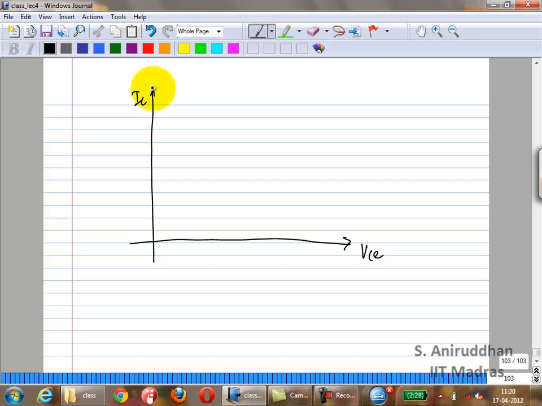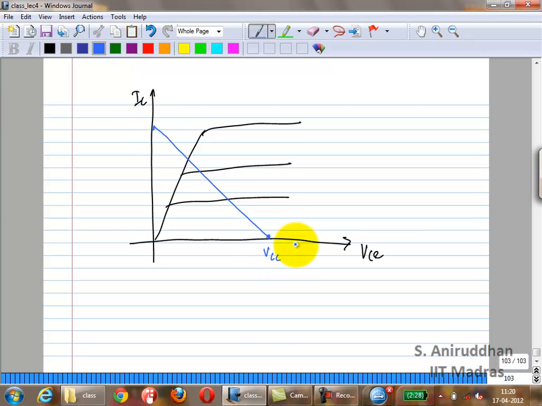Suppose you have to draw the load line. What will it look like? It looks something like this, where VCC is the quiescent point. When VO is 0, the VCE for each transistor is VCC. And anything beyond this would have no IC.